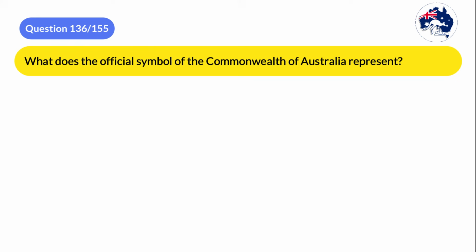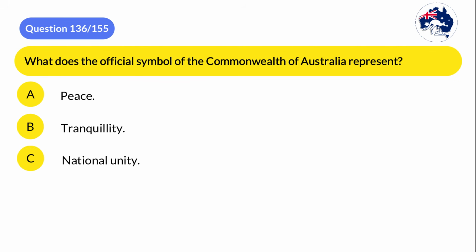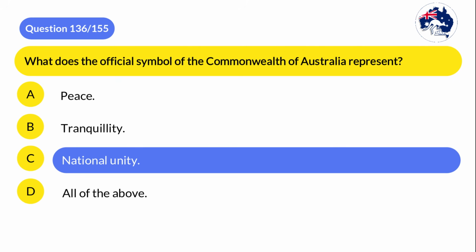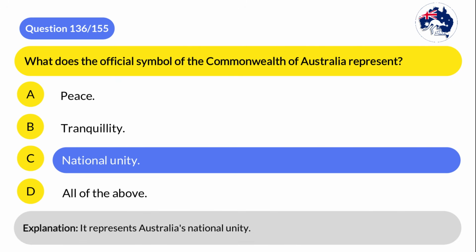Question 136. What does the official symbol of the Commonwealth of Australia represent? A. Peace. B. Tranquility. C. National unity. D. All of the above. The correct answer is C. National unity. Explanation: it represents Australia's national unity.